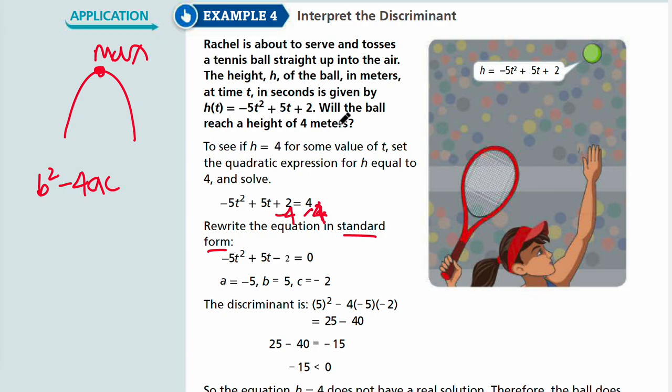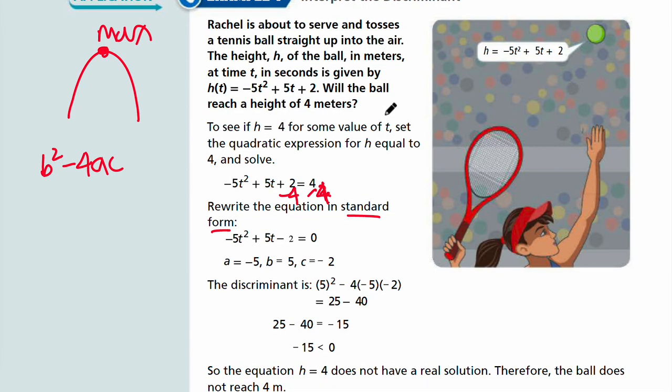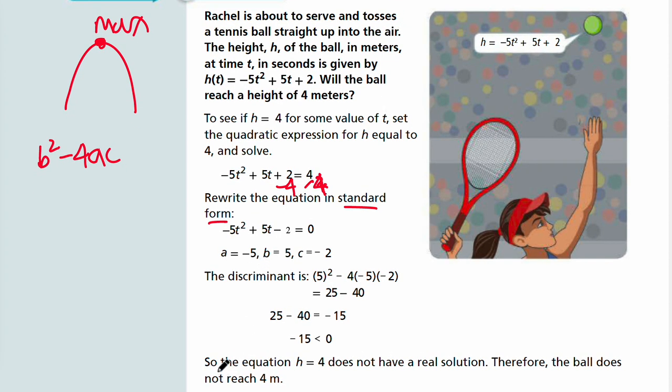If it has real solutions, then yes, it will reach that goal, or the ball, in this case, the ball would reach a height of 4 meters. But if you have non-real solutions, it'll not. So at the end, you want to interpret your solution and say, so the equation h equals 4 does not have a real solution, and so the ball does not reach 4 meters. So instead of solving for your roots and your t, you can just check discriminant and figure this out. So it makes your life easier whenever you see this type of problems.